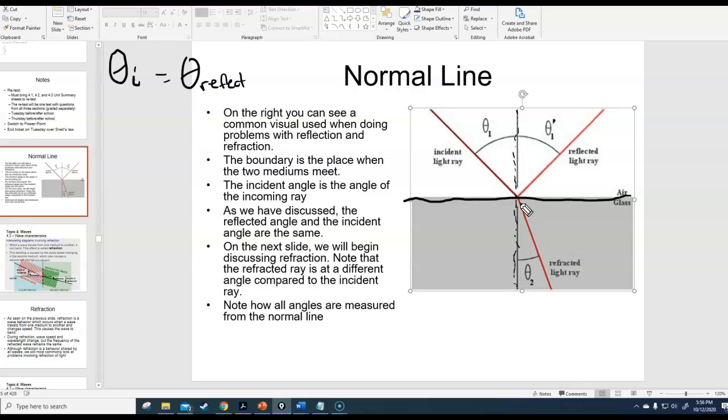Okay, now when we talk about refraction, the angle of incidence and the angle of refraction are not the same thing. So you can even see here in this picture how this angle down here is different than the angle of incidence up here. Okay, so we're about to start talking about refraction, not to be confused with diffraction, which is a completely different thing. Alright, so let's get into it.